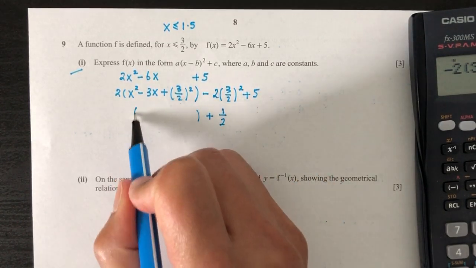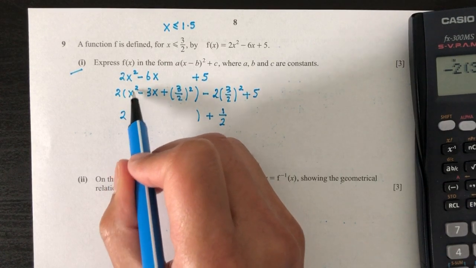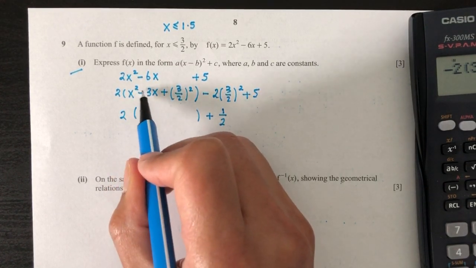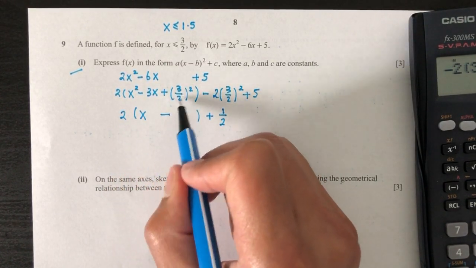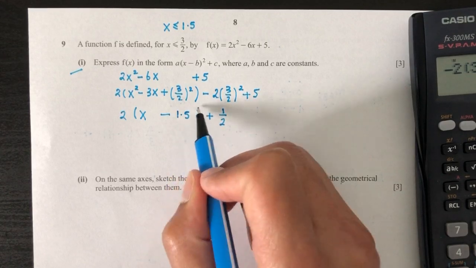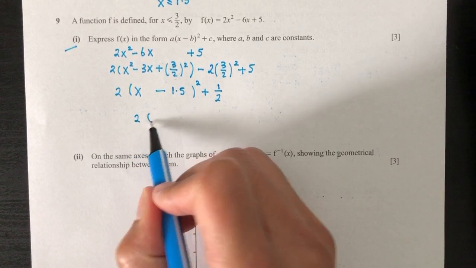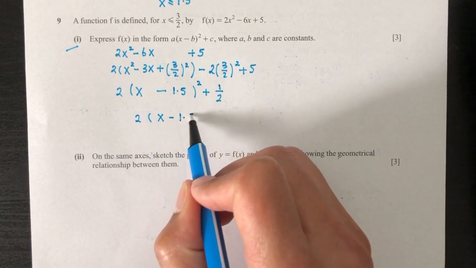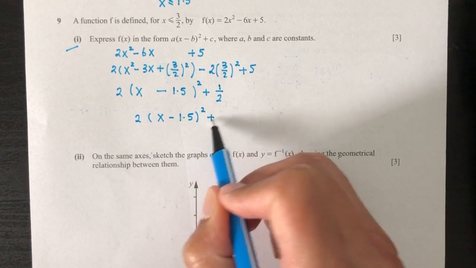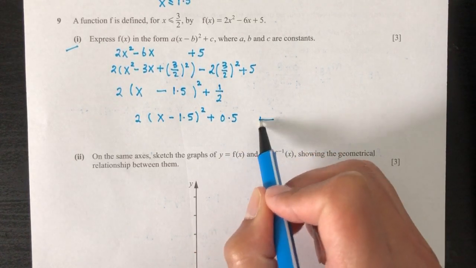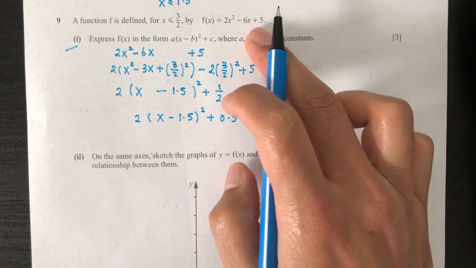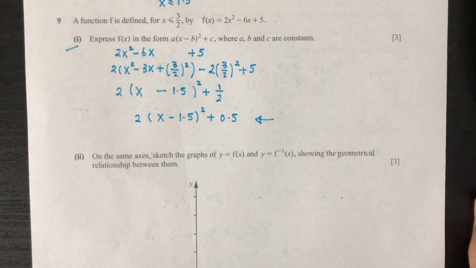And this is equal to what? That will be 2. Here we have x, that will be x. Here we have minus, that will be minus. And here we have 1.5. That will be squared. So your answer will be 2(x - 1.5)² + 0.5. That will be your completed square form for this function f(x).